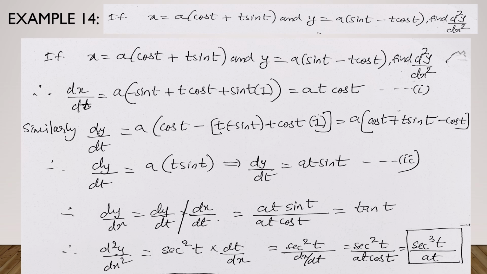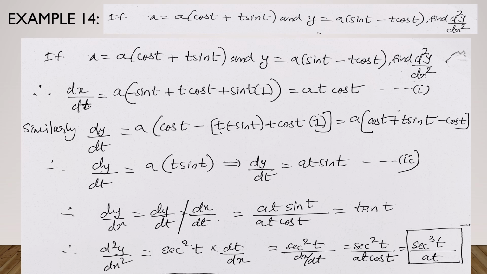Now similarly for y find dy by dt. So again for y when you find dy by dt, you will get, on simplification, a into bracket t sin t. So dx by dt is a t cos t, dy by dt is a t sin t. Now dy by dx you can write as dy by dt upon dx by dt, correct? So dy by dx is equal to tan t on simplification, a t gets cancelled. Now you find the second order derivative.